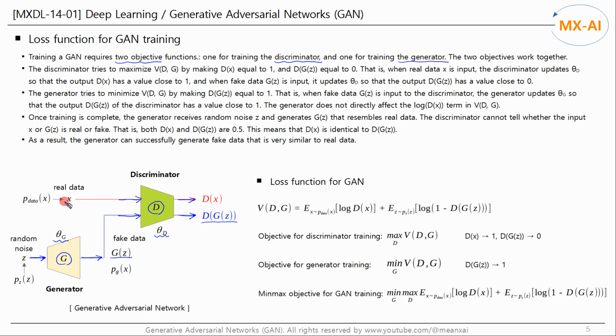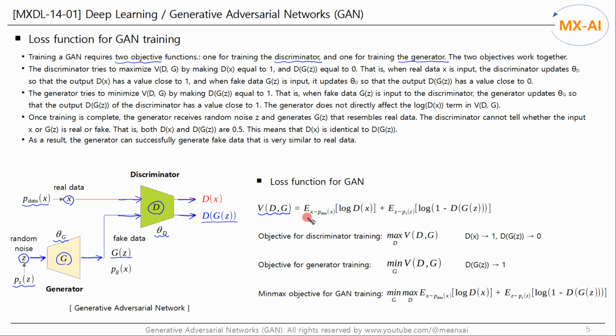Let X be the real data from the distribution P data of X. And let Z be the random noise coming from some distribution P Z, such as a uniform distribution or a normal distribution. And let V of D and G be the loss function for training a GAN model. We'll look at this loss function in more detail later.